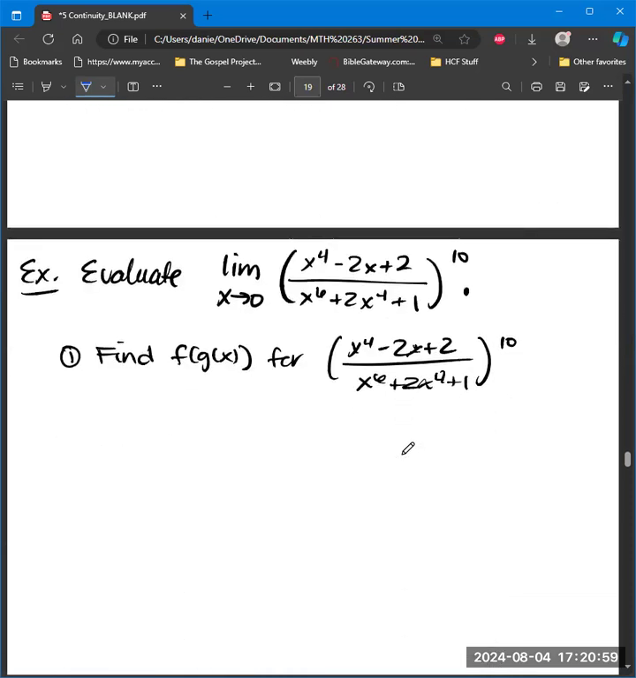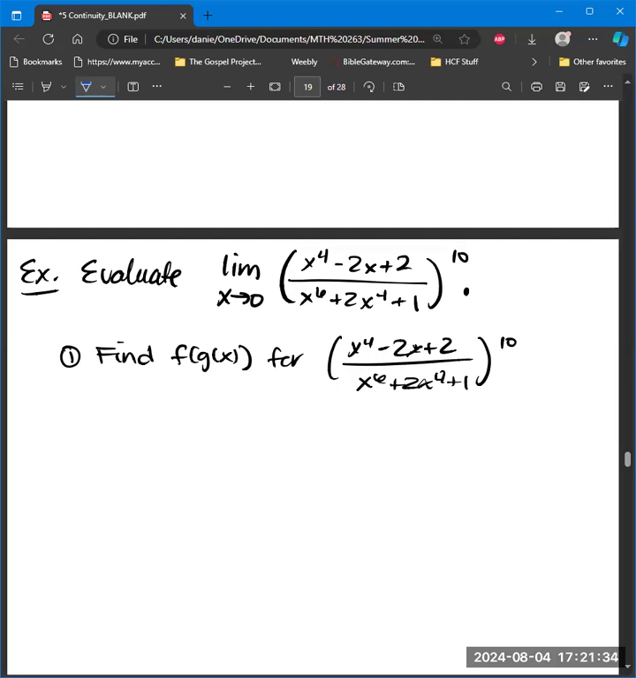So let's go ahead and see if this limit exists here as x approaches 0. If it does, then we can stick that limit in and raise it to the 10th power. So all of those terms with x's are going to become 0, and I'm going to be left with 2 over 1. And that's going to be 2 to the 10th power.